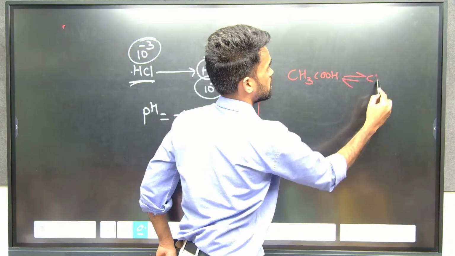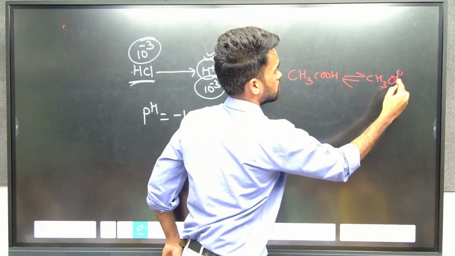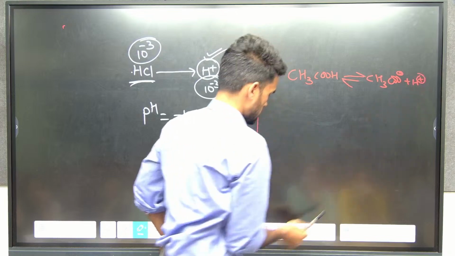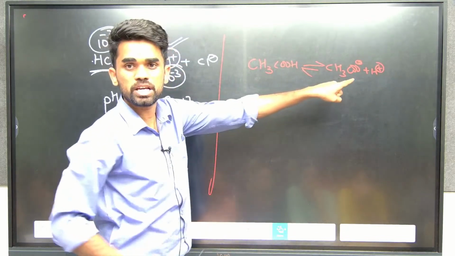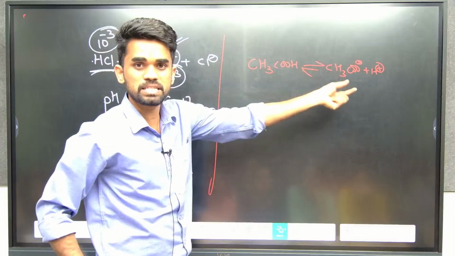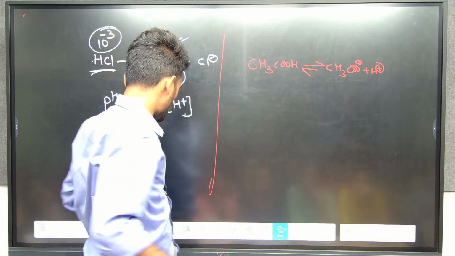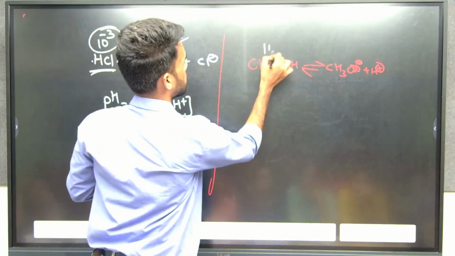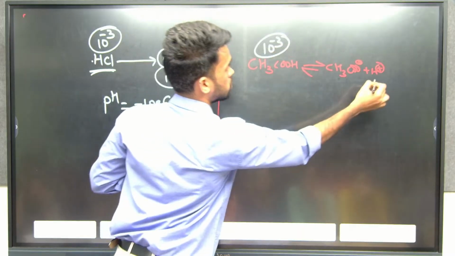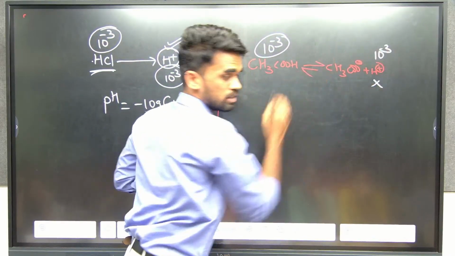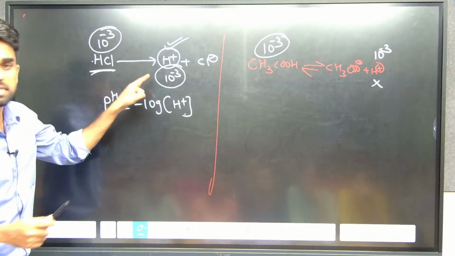how will it dissociate? H plus. But is it 100% dissociation? No, only to some extent it is undergoing dissociation. So if I say 10 power minus 3 molar acetic acid, you should not say this is 10 power minus 3 directly. Why? Because it is not 100% dissociation.